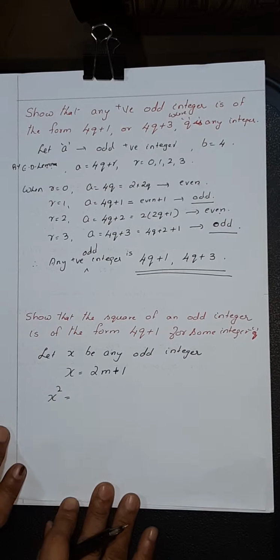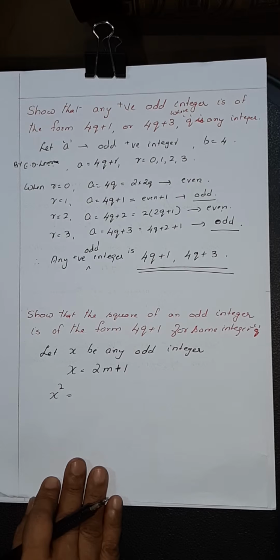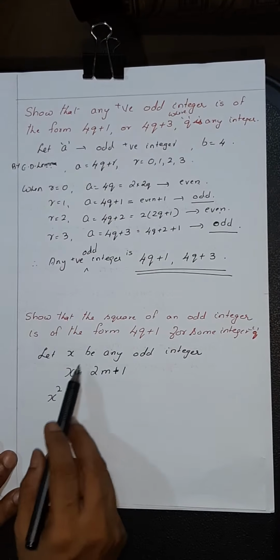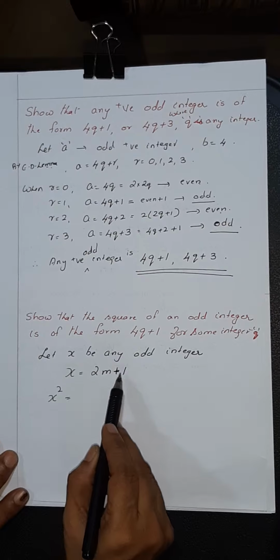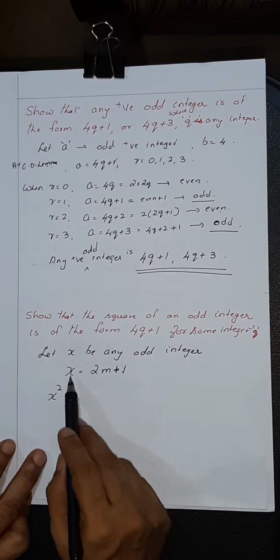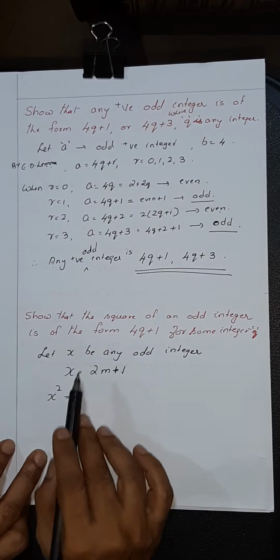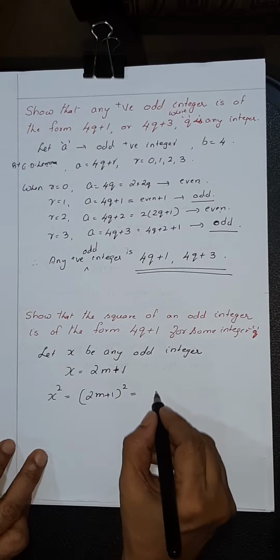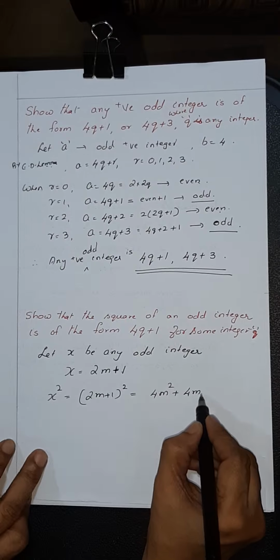Now show that the square of any odd positive integer is of the form 4q plus 1 for some integer q. Let x be any odd integer. For writing an odd integer, you can always write 2m plus 1 for some integer m. So x squared, you have to find the square of the odd integer. This will become 2m plus 1, the whole squared, which is equal to 4m squared plus 2 into 2m into 1, that is 4m, plus 1.